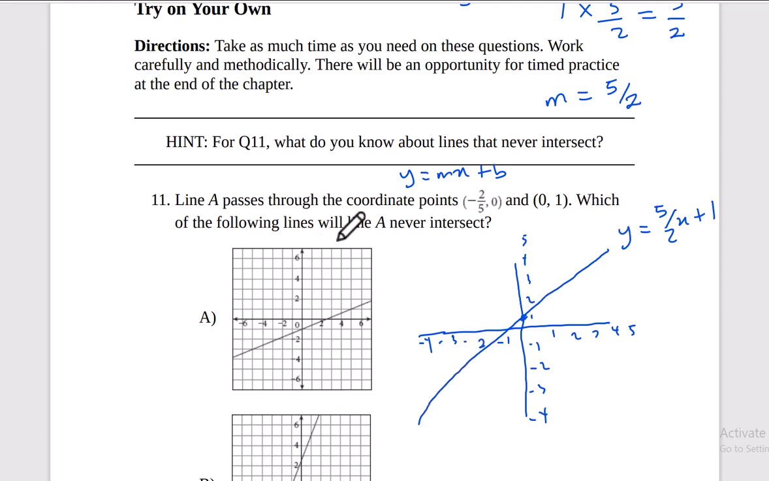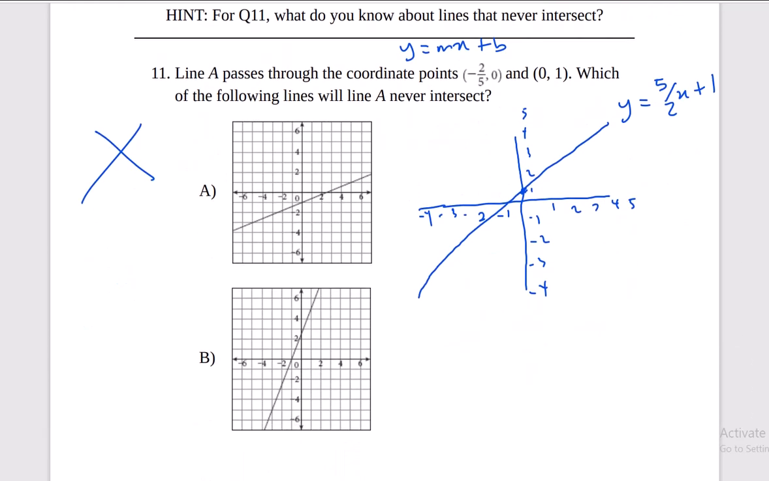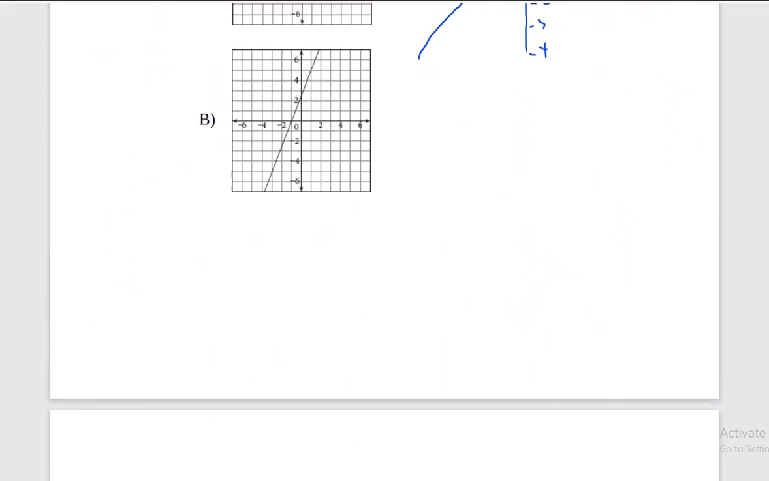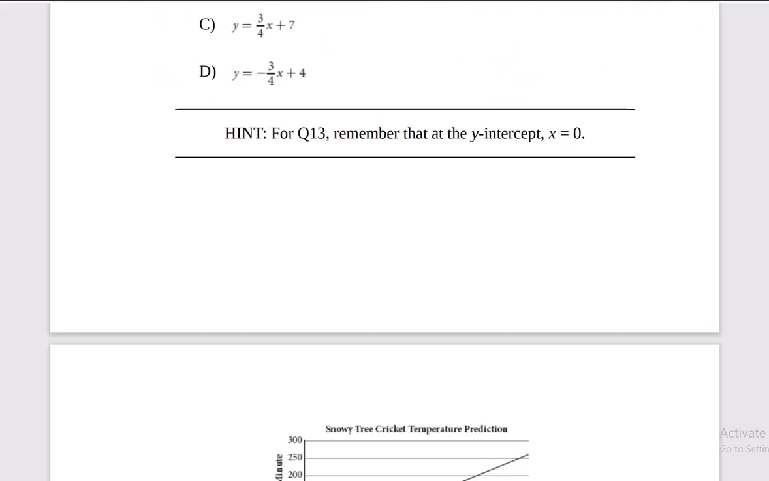The question says, which of the following lines will line A never intercept? Now, what do you mean by intercept? You need to cut like this. Line A is going like this, and another graph is going like this. So since line A has a positive slope, the ones that will never intercept line A are the ones that also have what? Positive slope. So let's check the options. Option A has positive slope, so it can intercept A. Option B has positive slope, it can also intercept A. But let's check options C and D to see and confirm.